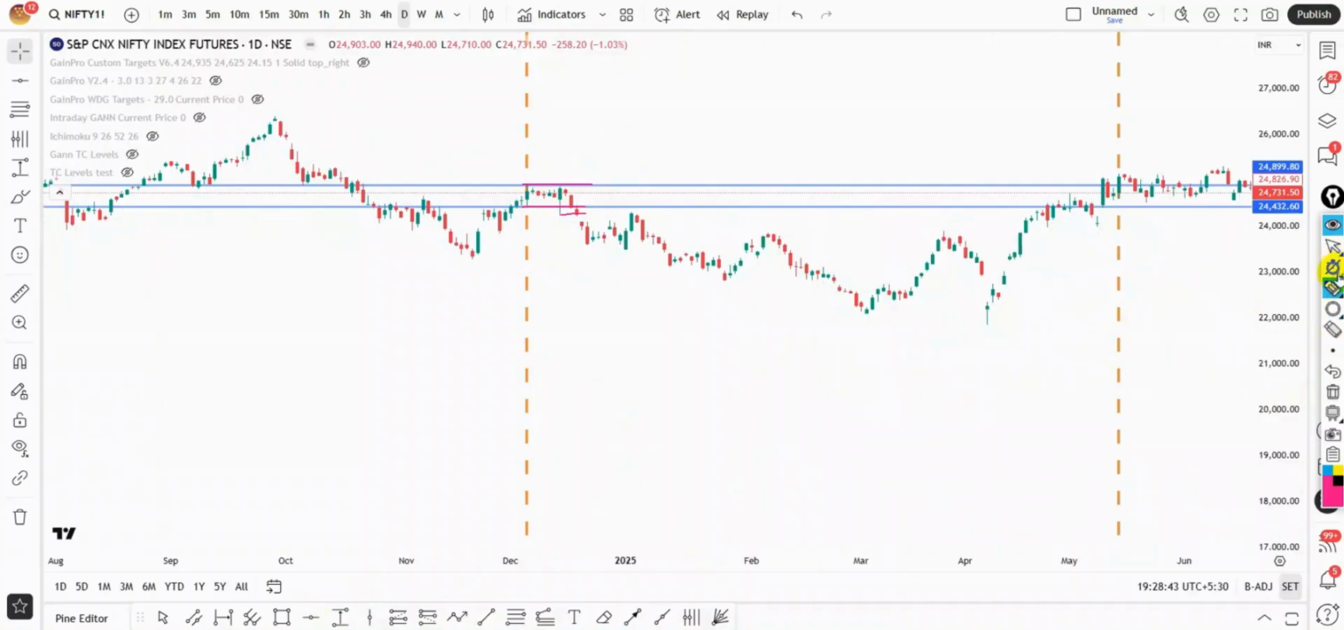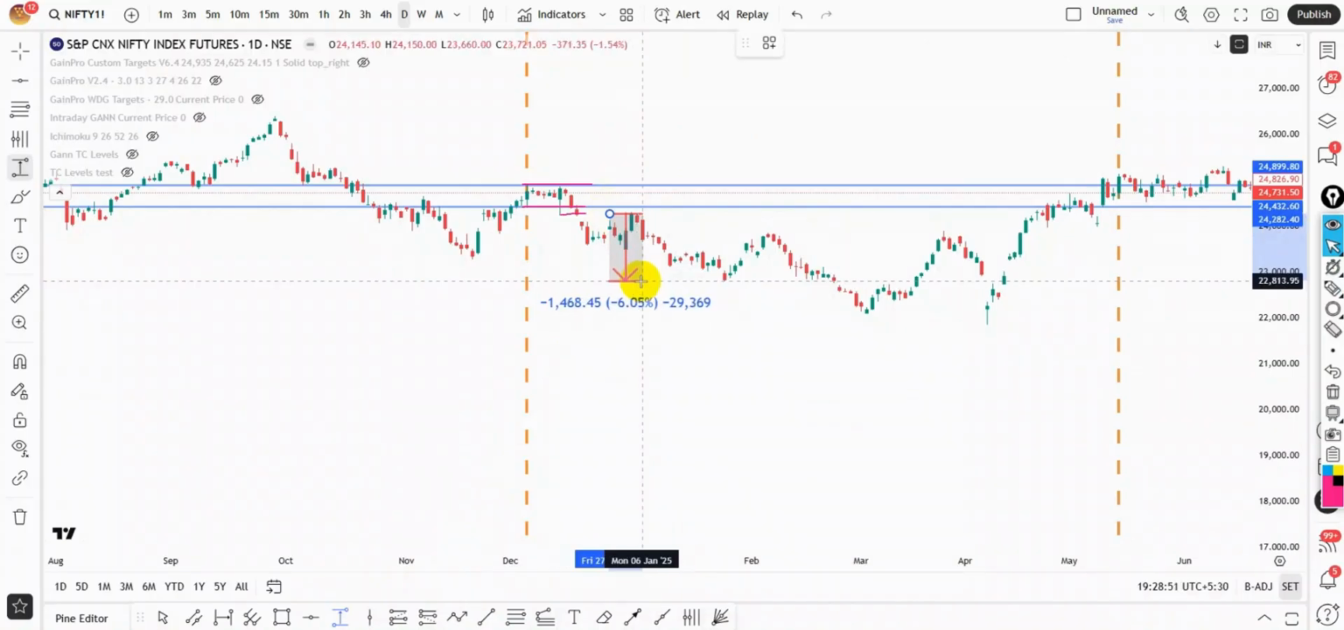Now let's see how much we have captured from here to here. So that's roughly around 1400 points. So you could have covered almost 1400 points from here, right? So this is the timing candle which I was saying, it's exactly the 108 bars.